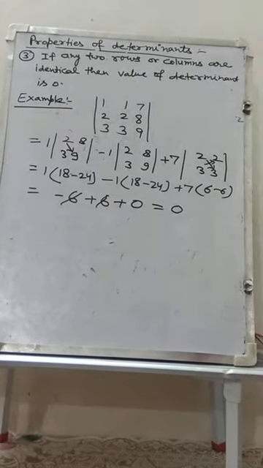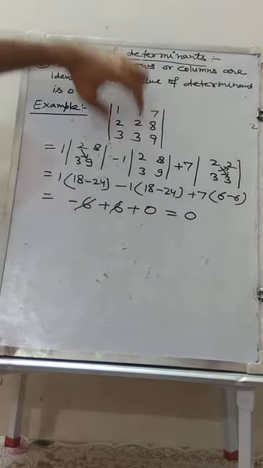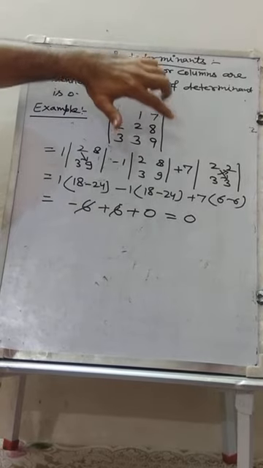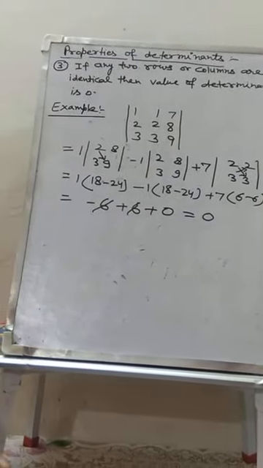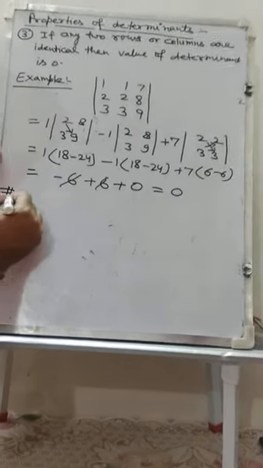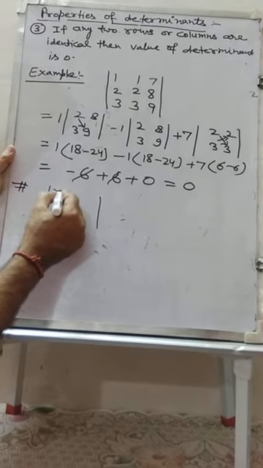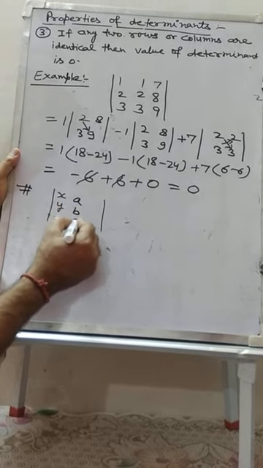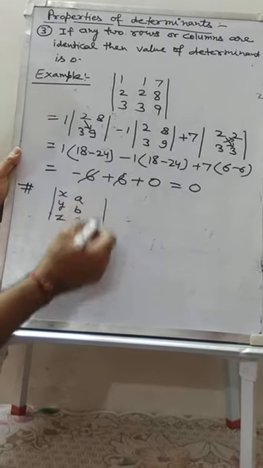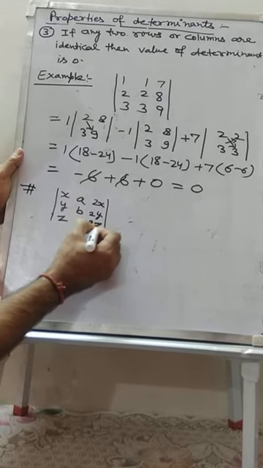Then this property may also be extended. If any two rows or columns are multiples of one another, then its value is also 0. What is it? This is the determinant A. Its first column is X, Y, Z, and its third column is 2X, 2Y, 2Z.